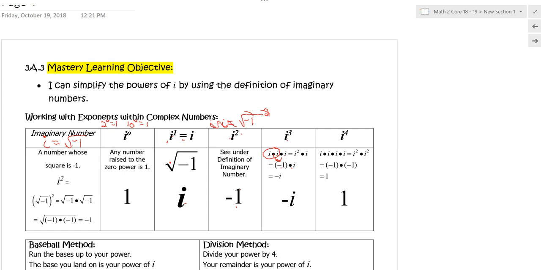This one we have i to the fourth, i times i times i times i. Well, I have i squared, which is -1, or i times i, right? Here I have i times i, so that's another -1. -1 times -1 is 1. If I continued this and did i to the fifth, I'd have i times i times i times i times i. Well, this is i to the fourth, right? That's 4 i's, which we now know is 1.